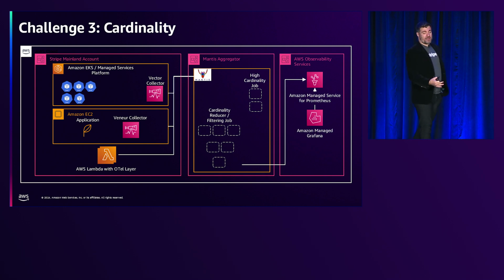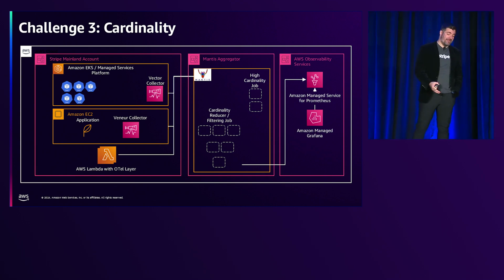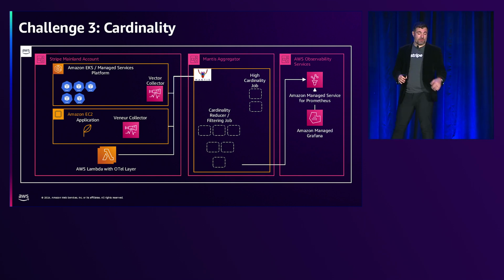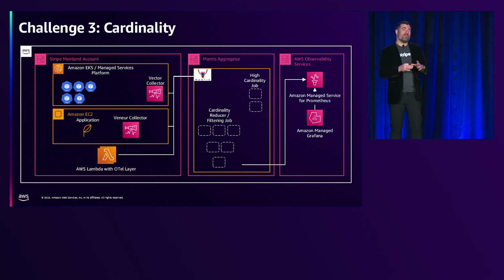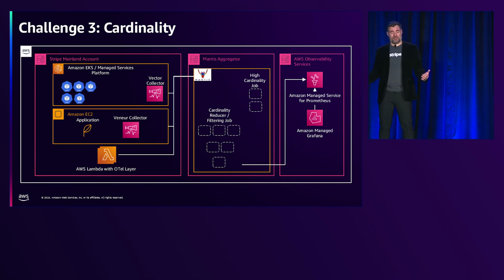And the one we use is an open source project called Mantis that was built at Netflix specifically to address these high cardinality or high frequency scenarios where you have large volumes of data and it may be valuable right now, but you don't need to store it, or you might not want to store the entire volume.